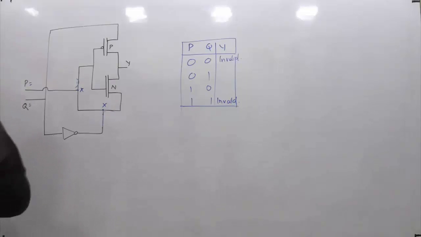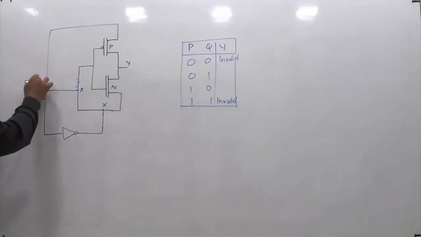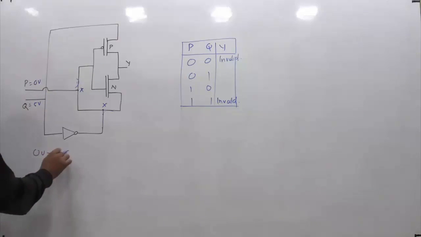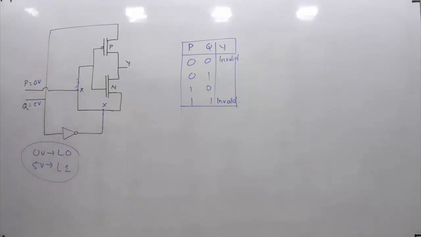Now let's go to the other one. This is 0 volts and this is 5 volts, that is 0, 1 I'm giving. I hope you know this, right? 0 volts corresponds to logic 0, 5 volts corresponds to logic 1. This is what we take by default in a positive logic system. Unless specified otherwise in any question, we can always stick to these conventions.